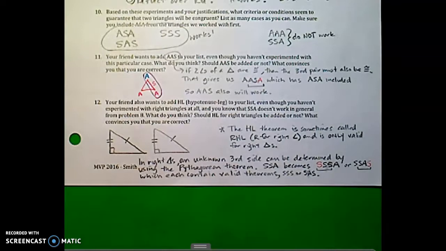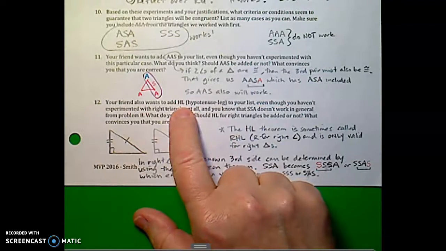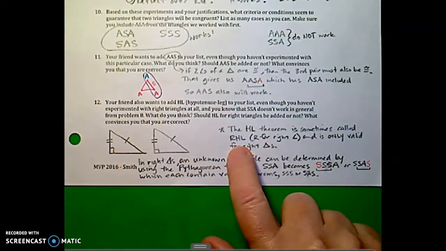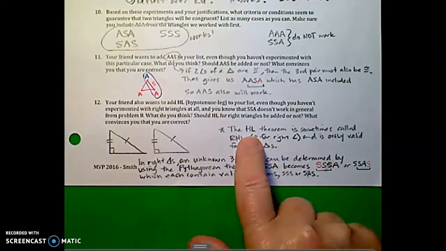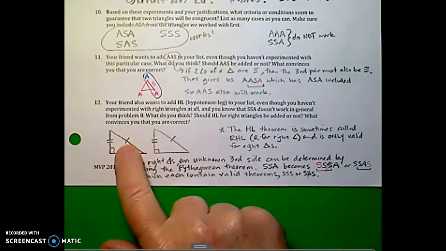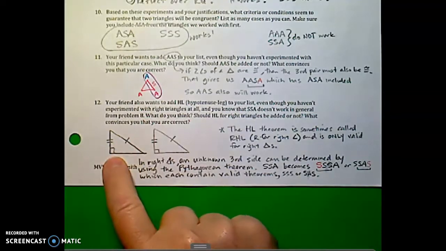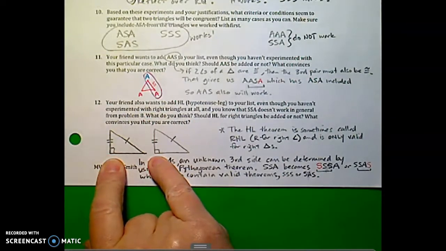Number 12, there's another one actually called hypotenuse leg. Could we do that one? The hypotenuse leg theorem is sometimes called RHL, where R stands for a right angle. A hypotenuse and a leg are like these parts of a right triangle. Even though it's only two sides, we need three parts for sure. But since we know it's a right triangle, technically we know that these two angles have to be congruent. So only for right angles, or right triangles, this works.